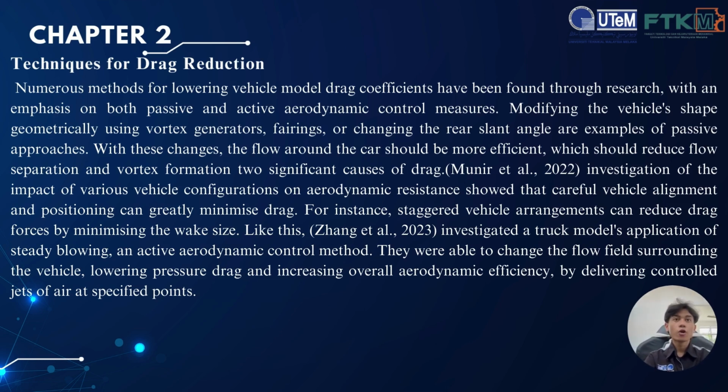Next, techniques for drag reduction. Numerous methods for lowering vehicle model drag coefficients have been found through research, with an emphasis on both passive and active aerodynamic control measures. Modifying the vehicle's shape geometrically using vortex generators, fairings, or changing the rear slant angle are examples of passive approaches. With these changes, the flow around the car should be more efficient, which should reduce flow separation and vortex formation, a significant cause of drag.